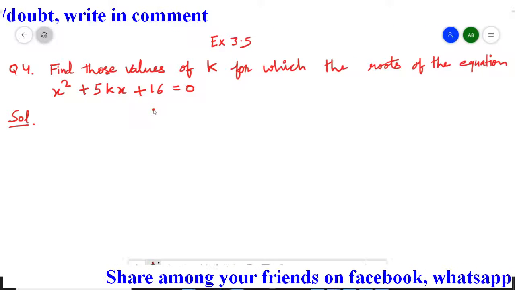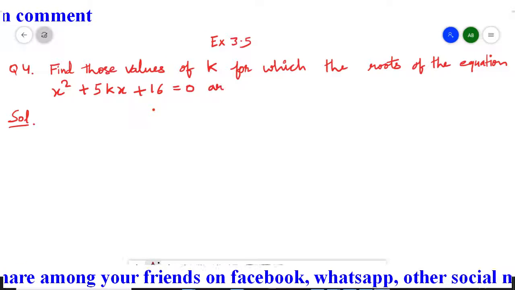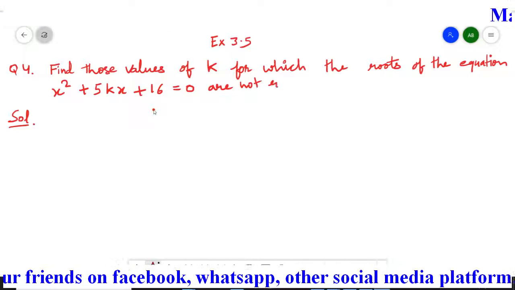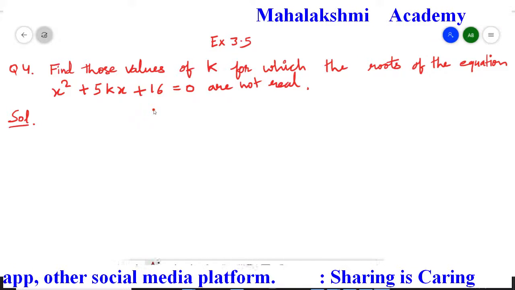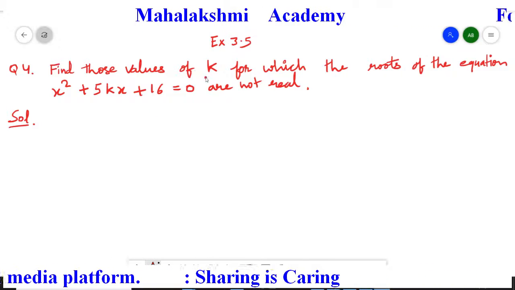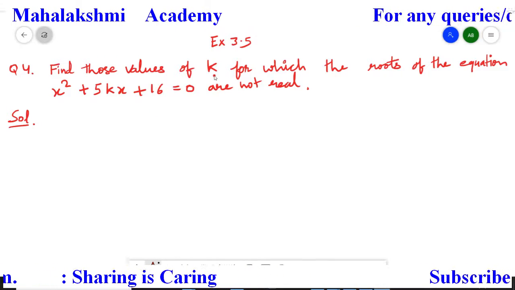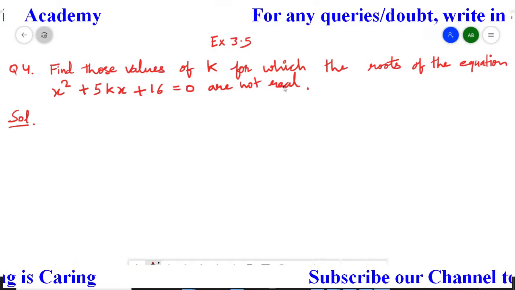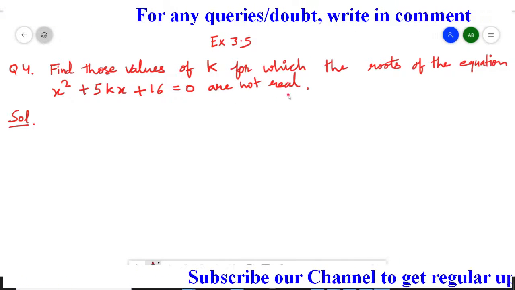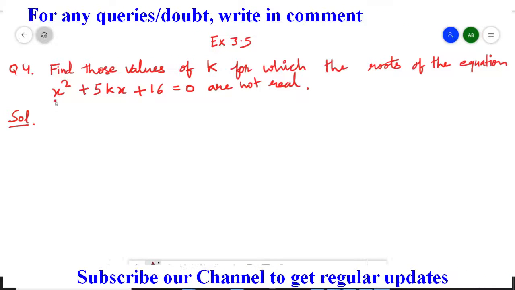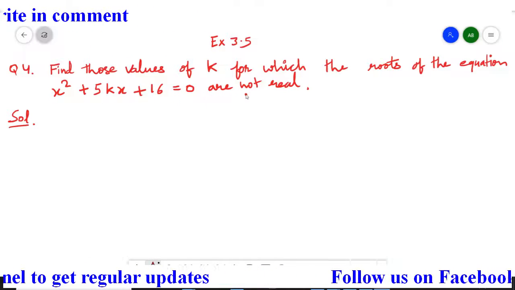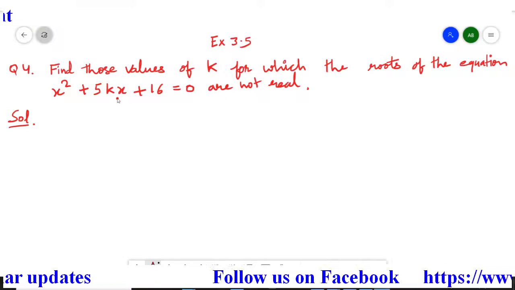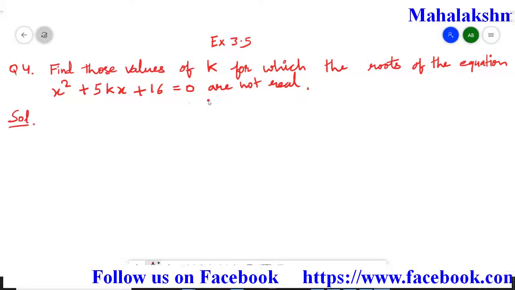So this question is not written properly. It should say "are not real". So we have to find all the values of k where this equation will not have any real root. Not real root means if we find the discriminant of this equation, it's going to be less than 0. So it is given to us that the discriminant is less than 0.